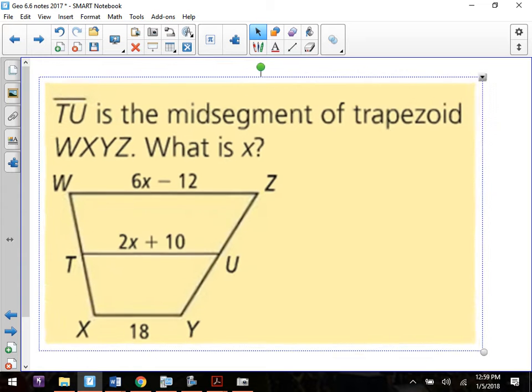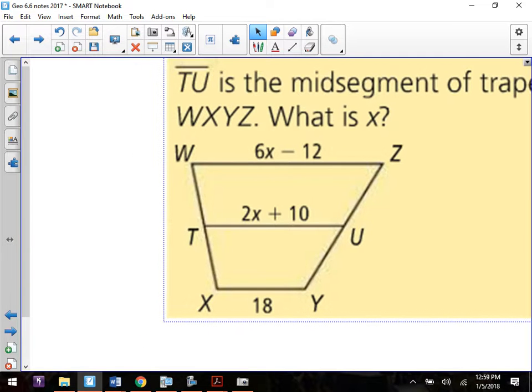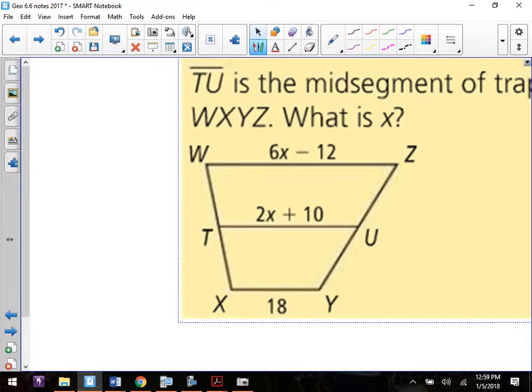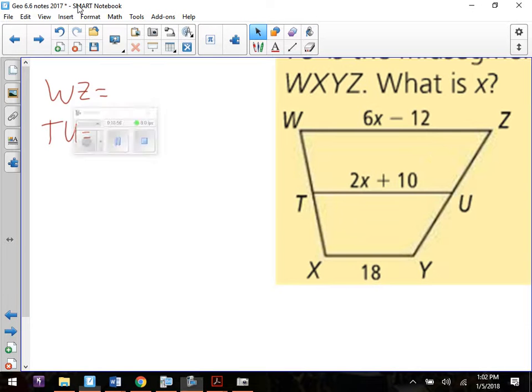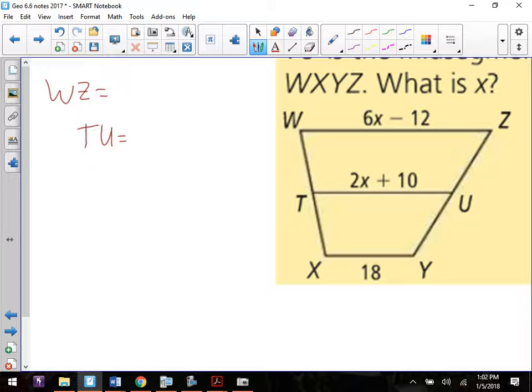All right. Do the same thing here. TU is a mid-segment. Figure out what TU equals, please. Take a minute or so and do it. By the amount of you guys not crying and whining about this, this probably means that you're doing just fine.